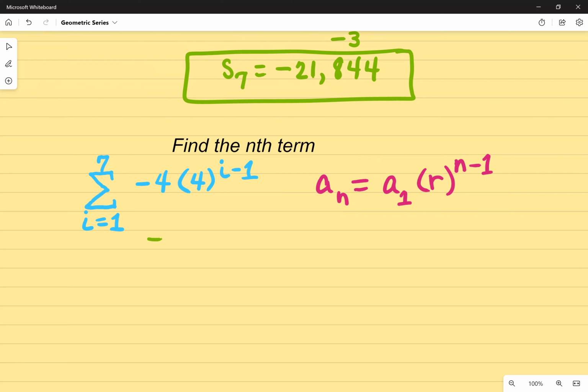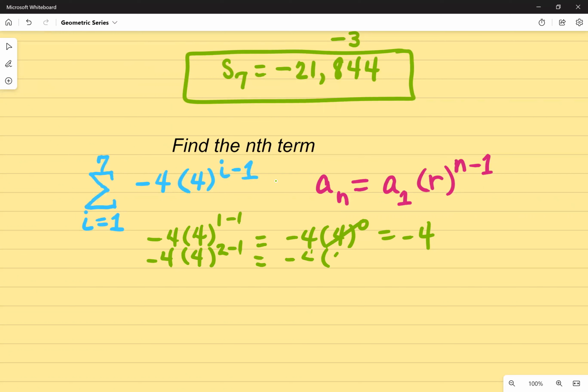So what I'm doing is taking -4 times 4 raised to, I'm going to start with 1 minus 1. That simplifies down to -4 times 4 to the 0 power, which we know becomes 1, and so I'm left with -4. If I go to the next term, -4 times 4, this time I want to go to the second term, but the formula tells me to subtract it by 1. Simplifying it is -4, and then this is 4.